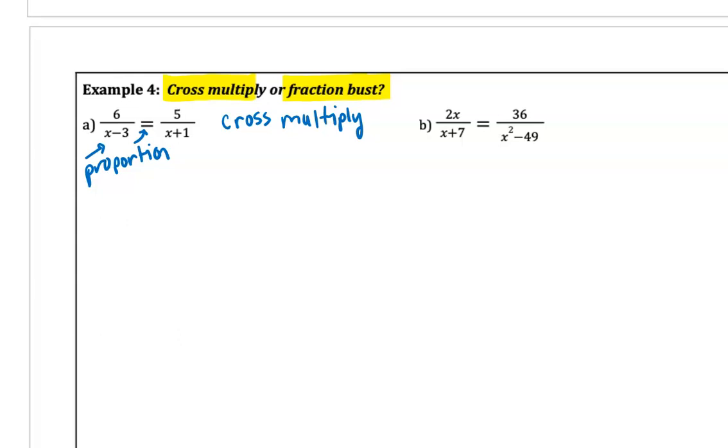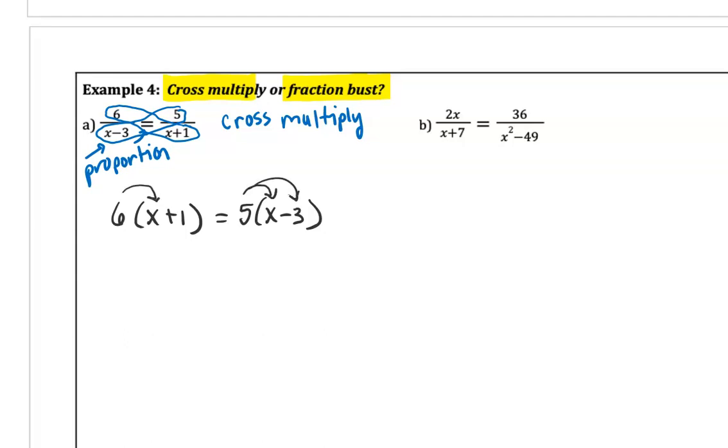So the way we solved proportions in the past was we would multiply across the equal sign in a diagonal. So we would end up with 6 times x plus 1 on the left side, and then on the other side we'd end up with 5 times x minus 3. So that's just a quick review of how that works. And then you'll notice, okay, we're left with a linear equation now, and I just solve this like any other linear equation. I would just have to distribute the 6 and the 5.